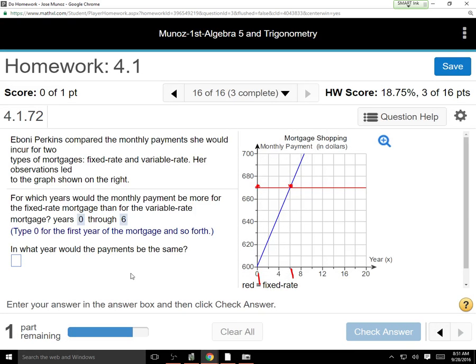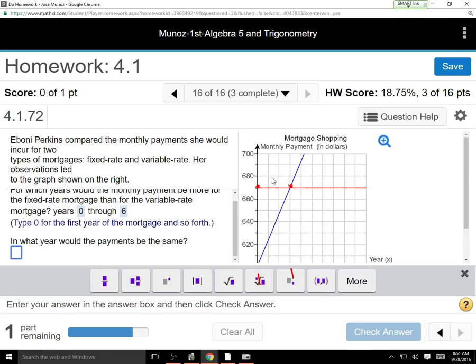Okay, that's more, of course. In what year would the payments be the same? In the 6th year, because that's where they intersect.